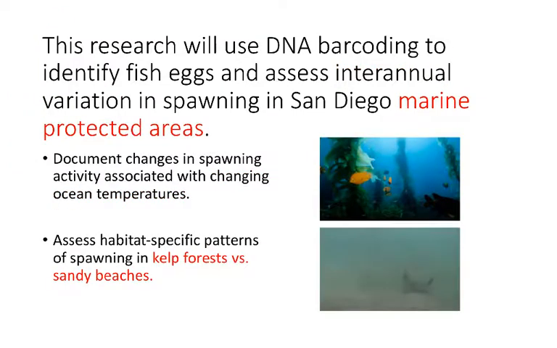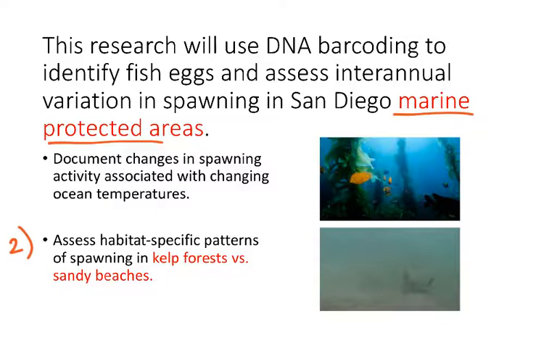The second aim then can delve deeper into the marine protected areas aspect. What you can do is come up with a second specific aim, which would be something like this. Assess habitat-specific patterns of spawning in kelp forests versus sandy beaches. Here we're saying within this marine protected area, we're also interested in looking at how habitat differences within that marine protected area might affect different spawning patterns.